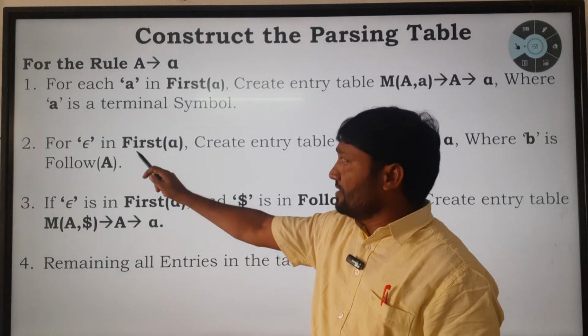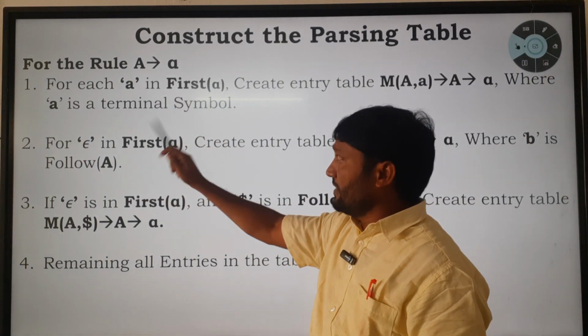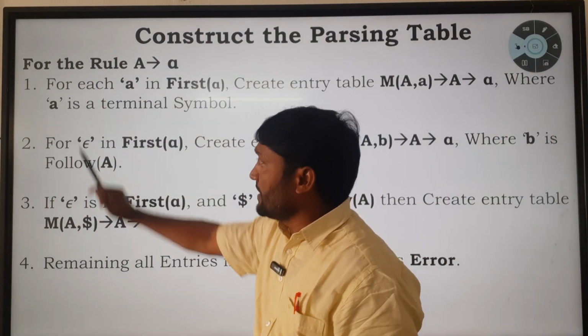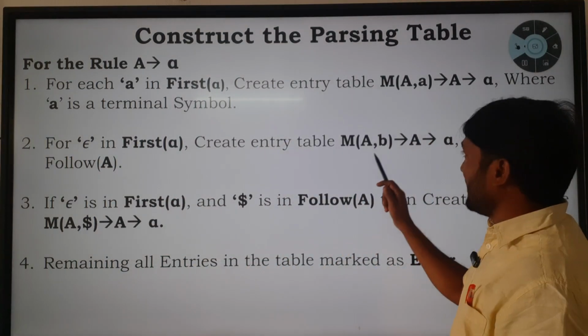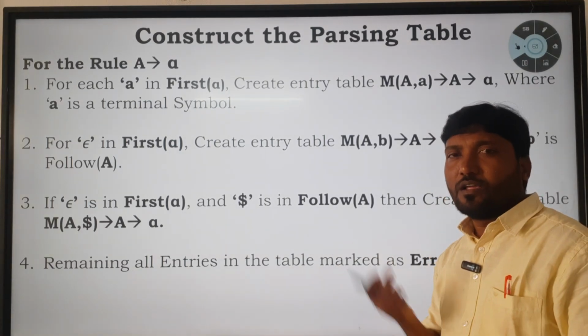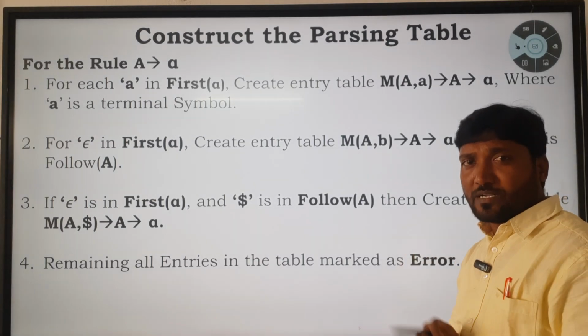That means while calculating the first of alpha, if there is any epsilon, then those epsilon cannot be considered in the table because there is no epsilon in the parsing table. So that's why we will consider that b. So how to take the particular b here?